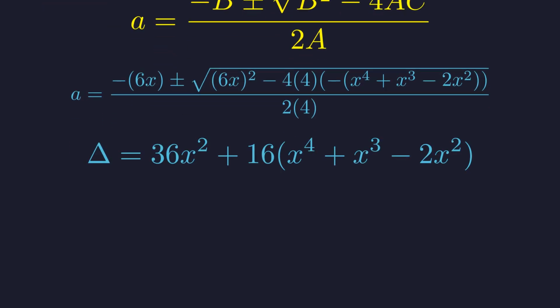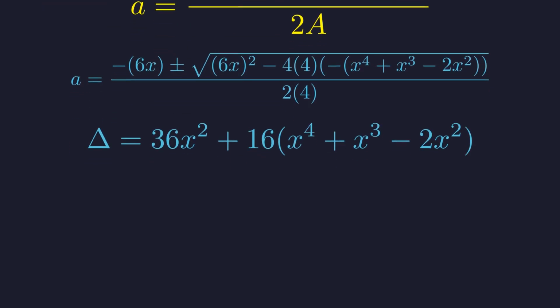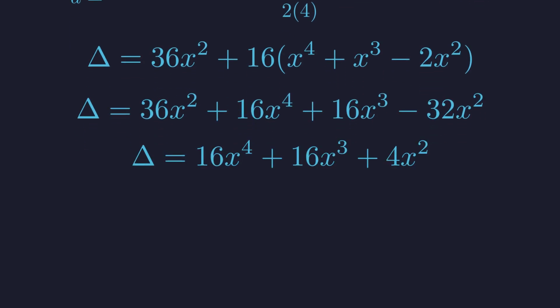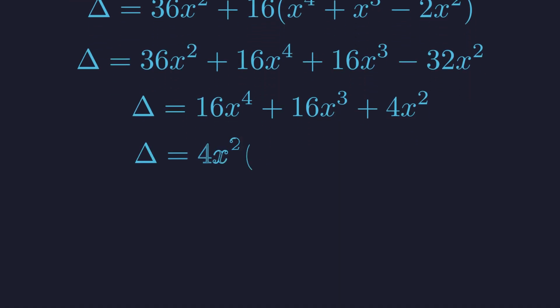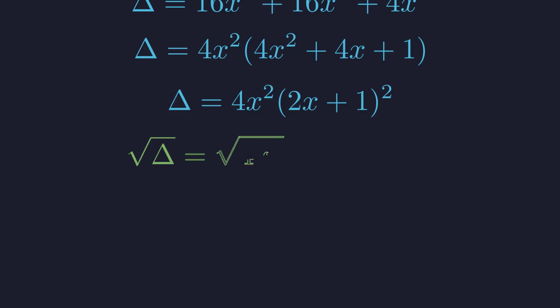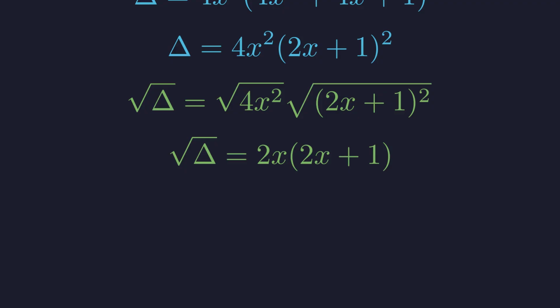We square the 6x and multiply the 4 by 4. Next, distribute the 16 and combine the x squared terms. Factoring out 4x squared leaves us with this. This is a fantastic sign. It means our discriminant is a perfect square. We can distribute the square root across the products. The square root of 4x squared is 2x, and the square root of the quantity 2x plus 1 squared is just 2x plus 1. This clean result is the key to solving the whole problem.